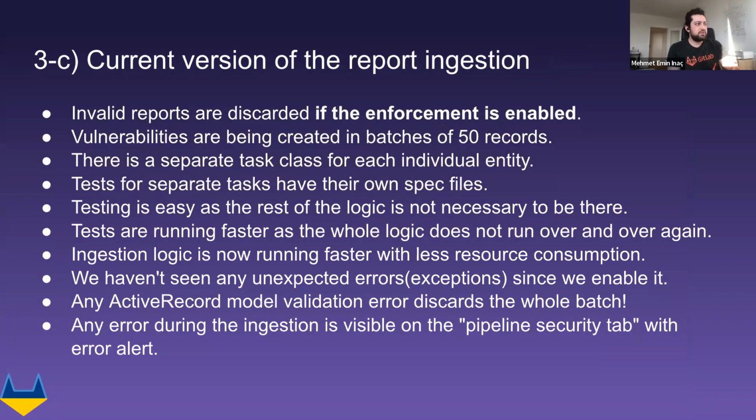So, the current version of the report ingestion. Invalid reports are discarded if the enforcement is enabled, which means if there is an error for the security scan, we don't even try to ingest the reports for that scan. Vulnerabilities are being created in batches of 50 records at a time, so we are not doing this one by one anymore. There's a separate task class for each individual entity. In case you're curious, we can also go to the code base and check what those tasks are.